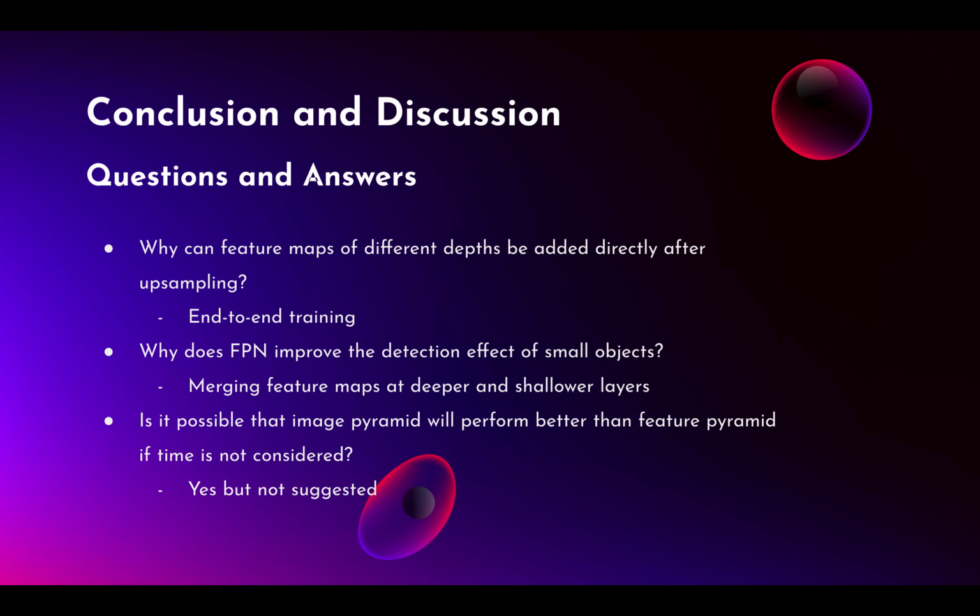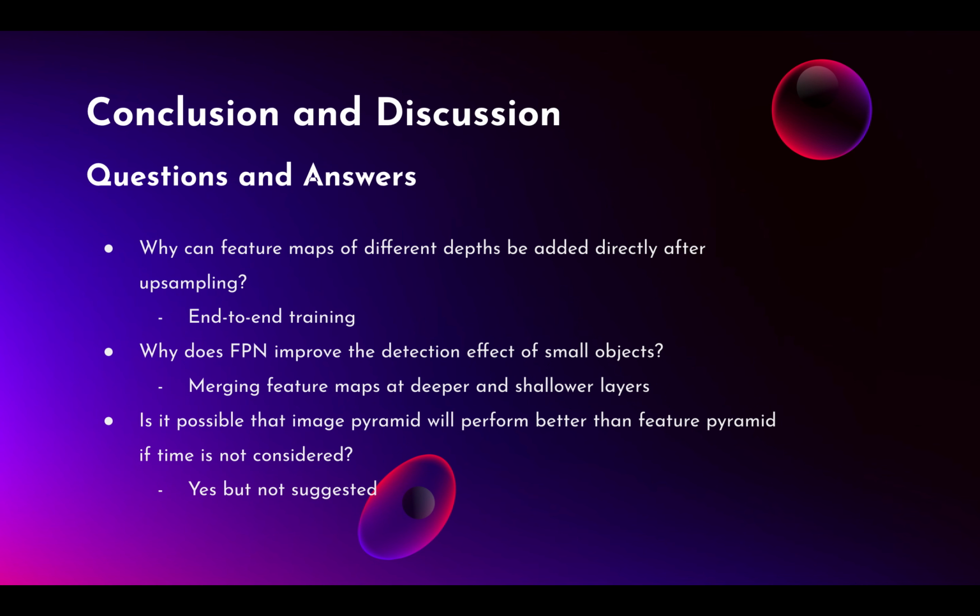There are several questions and answers regarding FPN. Question 1. Why can feature maps of different depths be added directly after upsampling? This is due to the end-to-end training. The parameters of different layers are not fixed, and different layers process end-to-end training with supervision at the same time. So the added training can be more effective for integrating the information in shallower and deeper layers.